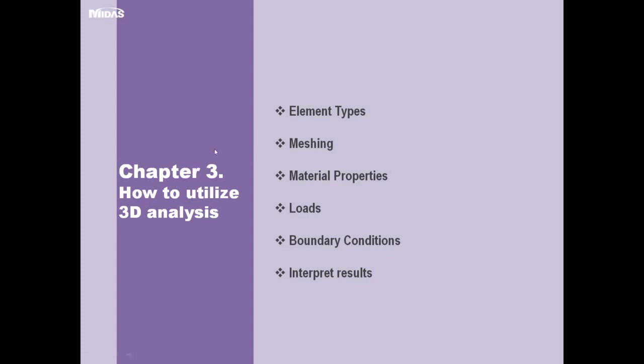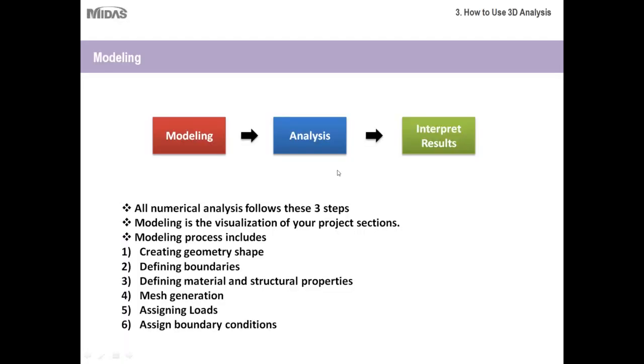So now we'll move on to Chapter 3, which is really the bulk of this presentation: how to specifically utilize 3D analysis. We'll be going over the main fundamentals of modeling in 3D. We'll start off with element types, then an introduction to meshing, and then modeling material properties, loads, boundary conditions, and finally how to interpret the results that your 3D model analysis gives you.